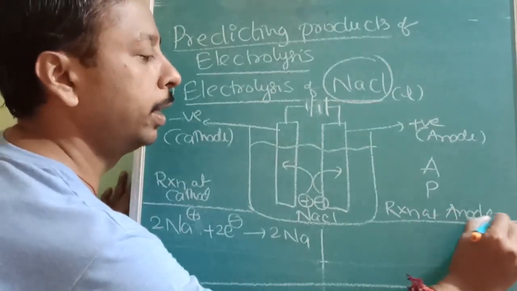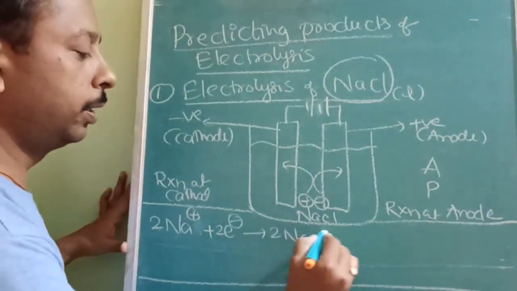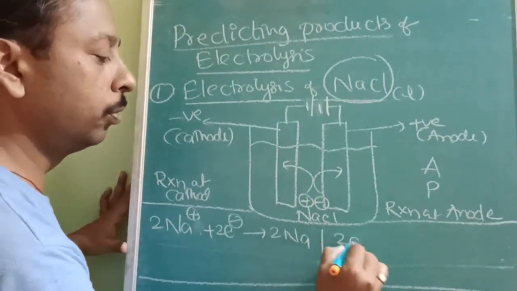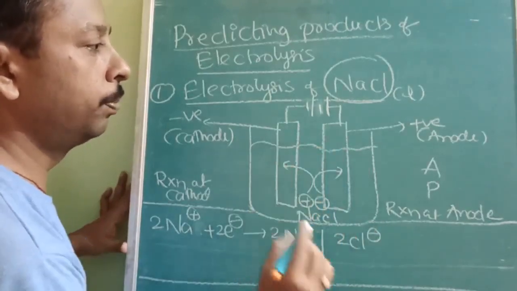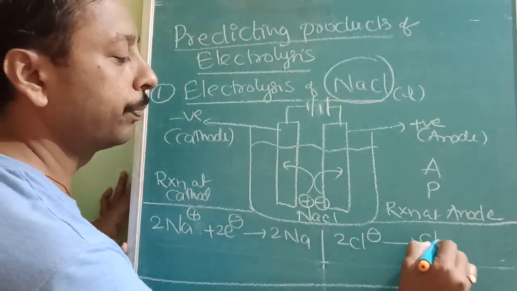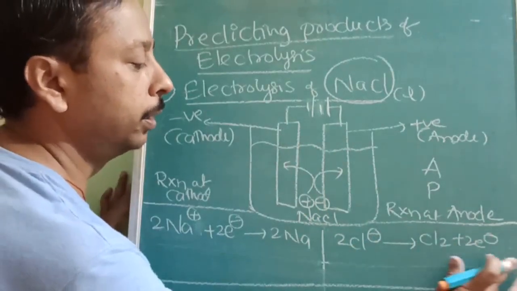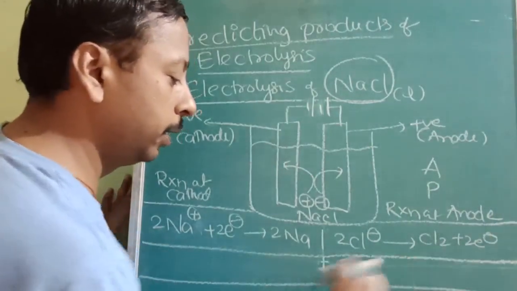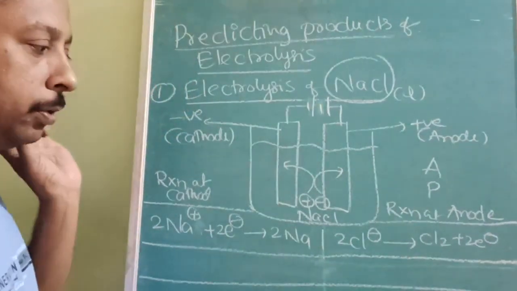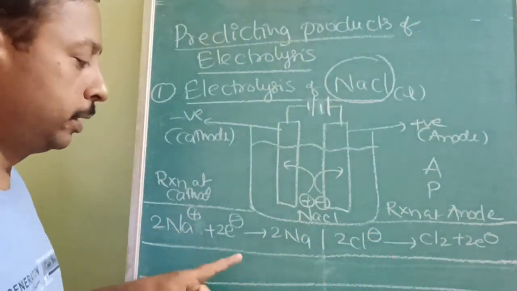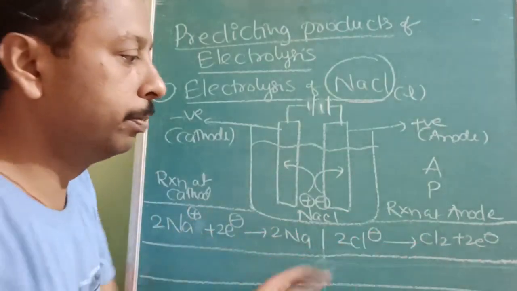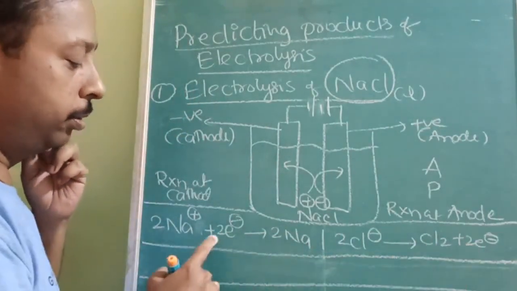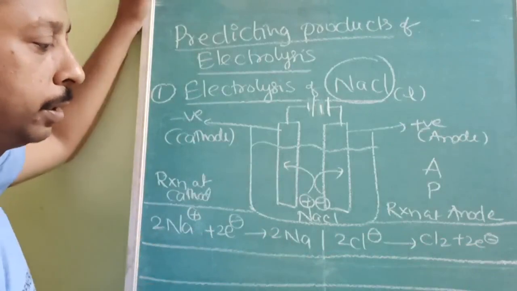Next, on this side, the reaction at anode. Why have I taken these 2 electrons? Because 2 chlorine minus will go to positive, will lose 2 electrons and form Cl2. Is it understood? After writing these 2 reactions, there will be a net reaction. When I add these 2, I should add in such a way that electrons lost by this should be gained by this. Suppose if it is 3, then it should be 3 here. You should balance in such a way.